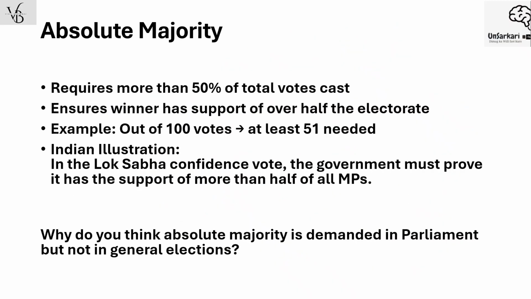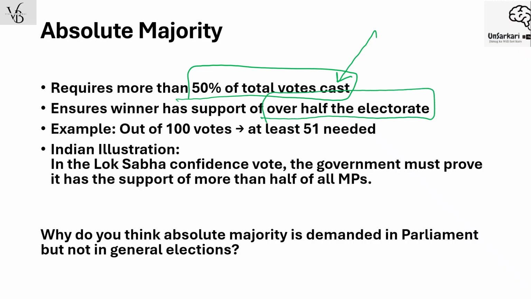What is absolute majority? Requiring more than 50% of the total votes cast. Okay, please remember this. Total votes cast. That means ensuring the winner has support of over half of the electorate. That is very compulsory, that more than 50% of the electorate must support. For example, out of 100 votes, at least 51 votes are needed. That means in the Lok Sabha confidence vote, you can say confidence motion, the government must prove it has the support of more than half of the MPs. We will read about these motions later in detail. But this is one of the examples of absolute majority.